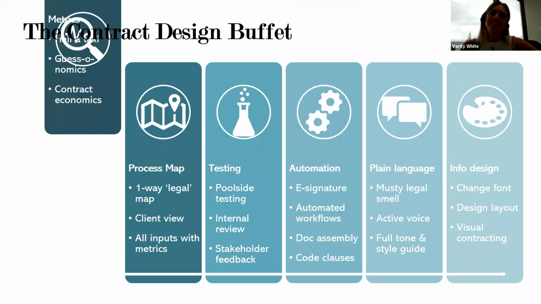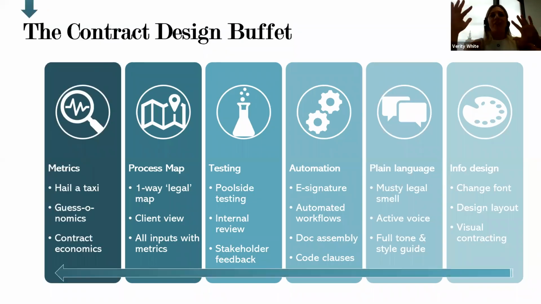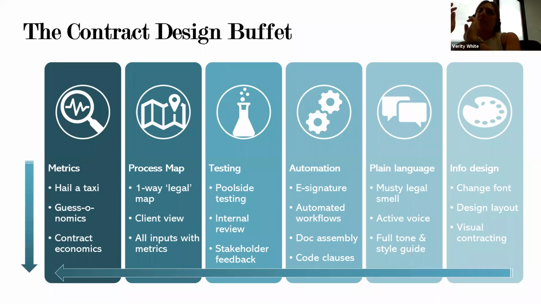So here's our contract design buffet. The way that I've sorted this diagram is to show, on the screen from right to left in the direction of the arrows, easier to harder, or more things that you can do by yourself versus things that you might need to get more integration and collaboration from across your organisation. So the good news is, if you have changed the font on a contract, then congratulations, you are already a contract designer. You're a legal designer, because changing the font is one way to improve the formatting for yourself or for contract users.